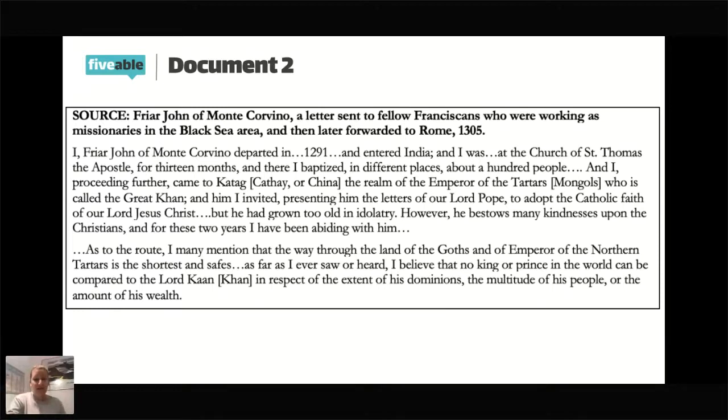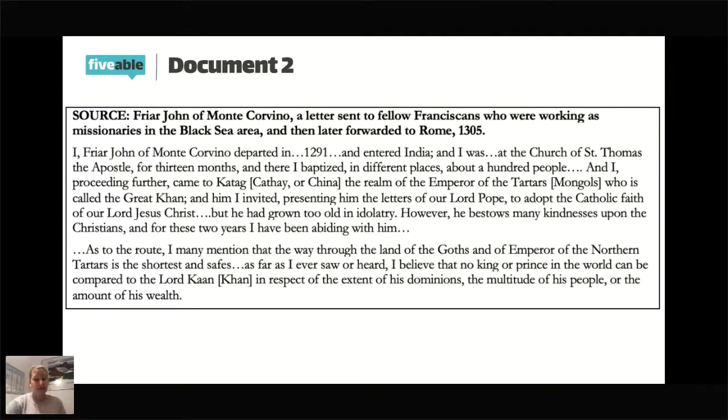And what does this say in the letter? It says that the land of the Great Khan has a multitude of people, a lot of wealth, and as it shows here, he was very open. He bestowed kindness upon Christians. It's safe to travel there. And so if you're a missionary, you're traveling, you want someplace that's safe, you want a large group of people to convert, and you want them to be open to your religion. So I think intended audience stands out to me for this document.